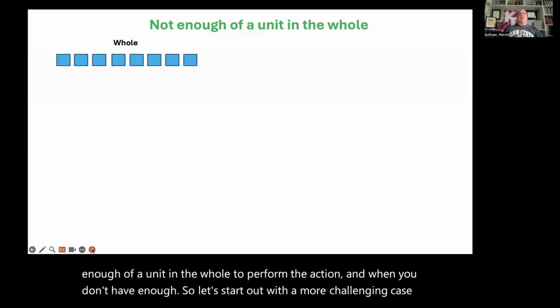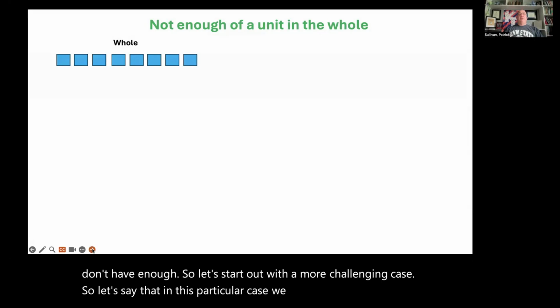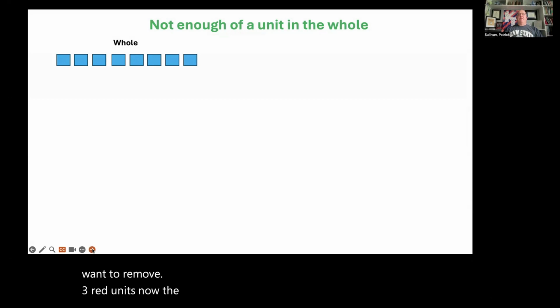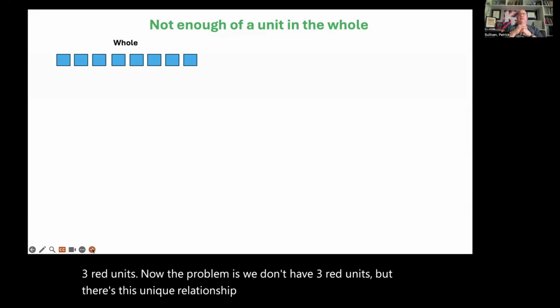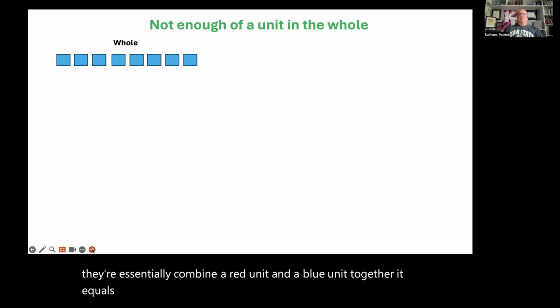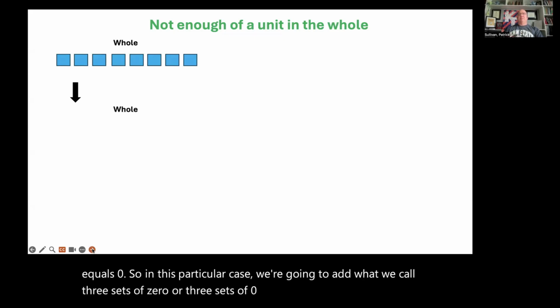Let's say that in this particular case, we have 8 blue units, and we want to remove 3 red units. Now, the problem is we don't have 3 red units, but this unique relationship between red and blue units is that they're essential. When we combine a red unit and a blue unit together, it equals 0. So in this particular case, we're going to add what we call 3 sets of 0, or 3 0 pairs, to the whole.